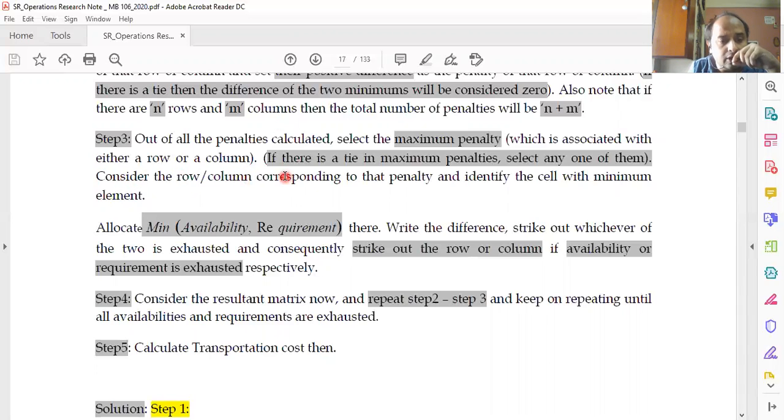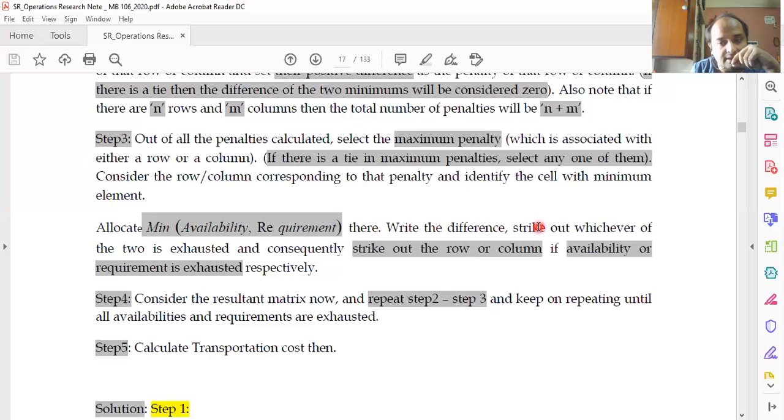Consider the row or column corresponding to that penalty, meaning corresponding to the maximum penalty, and identify the cell with minimum element. Okay. This particular paragraph is already known to you because we have done it already with northwest corner method, LCM and RMM. We are to allocate minimum of availability and requirement there.